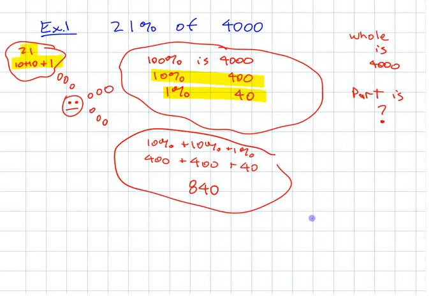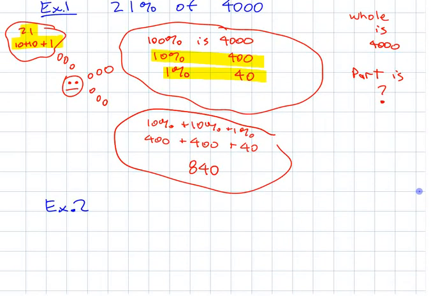Let's try a few others, because that 21% isn't one of the ones that we do in grade 8 here, right? Obviously you work with percentages like that all the time, but sometimes we want to be able to do some that are bigger than 100%. So let's try something like 160% of 800.